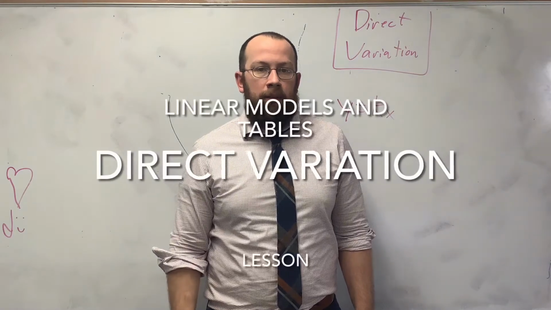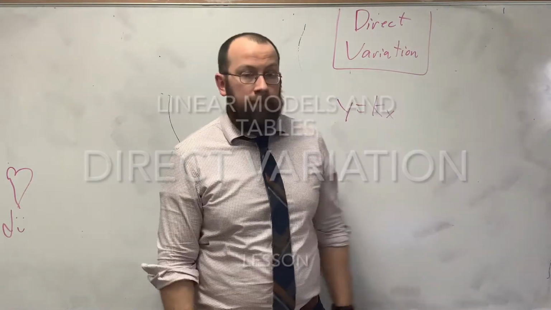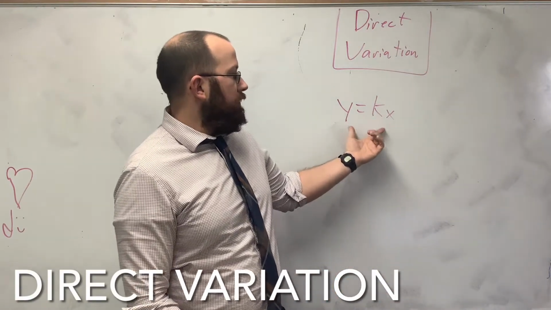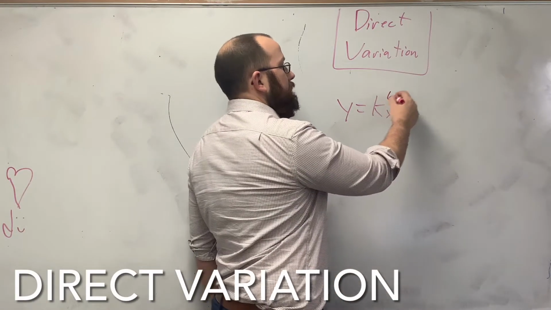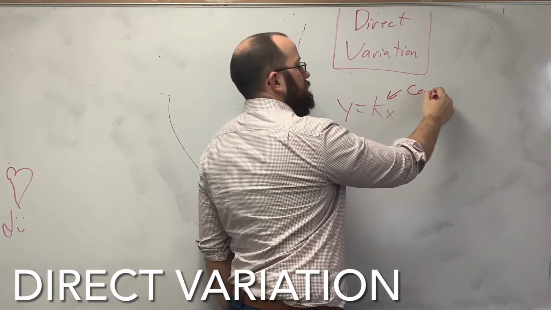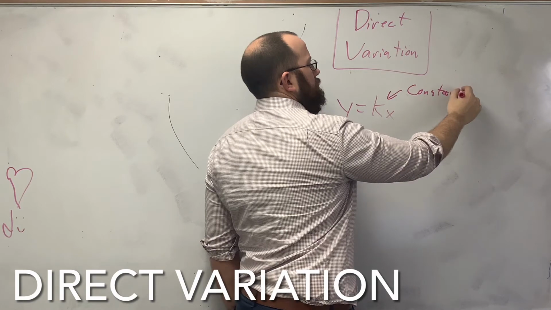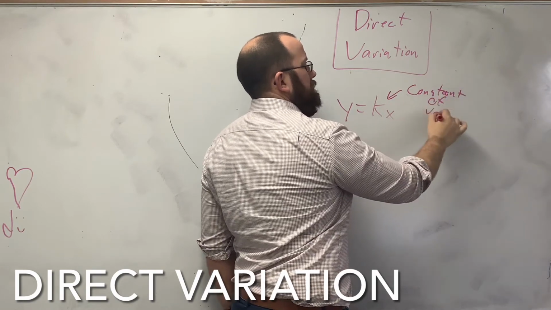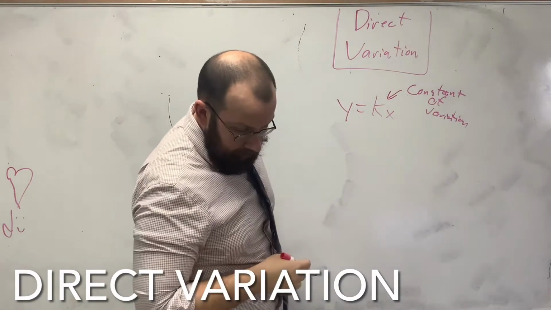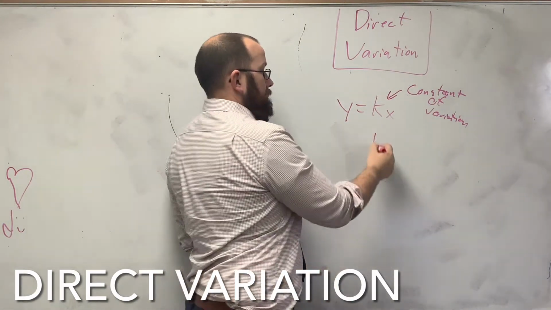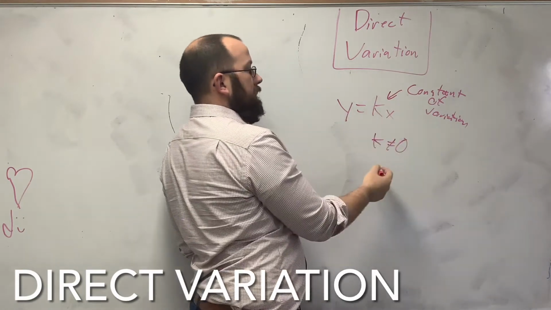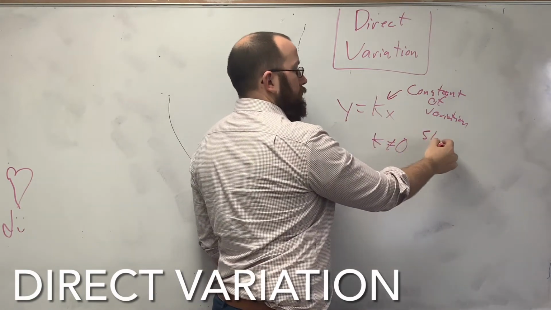Hello, today we're going to talk about direct variation. So direct variation is a function in this form where this k is the constant of variation. And k is not equal to 0. So basically it's slope.